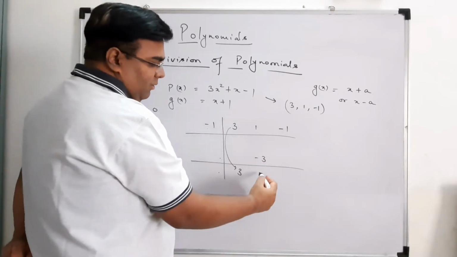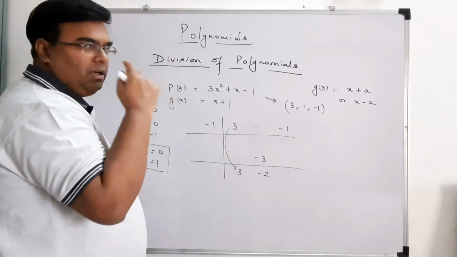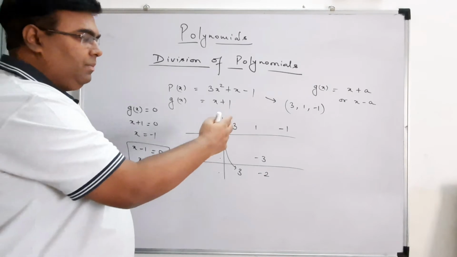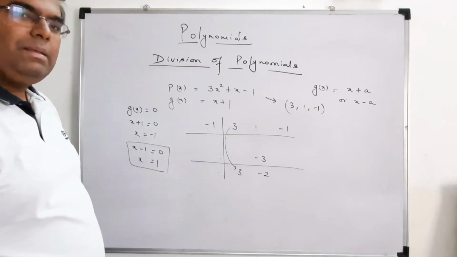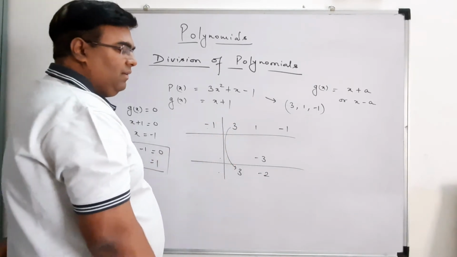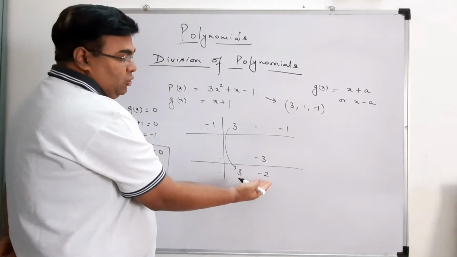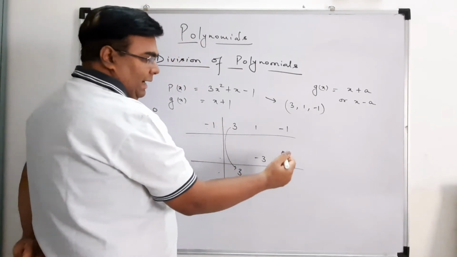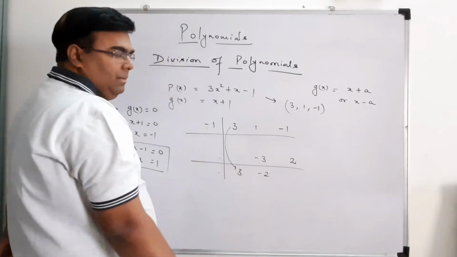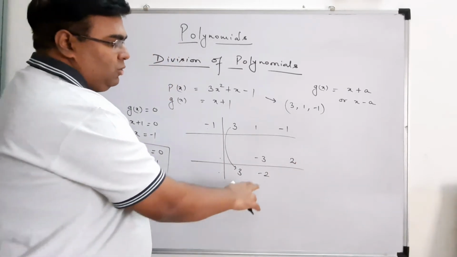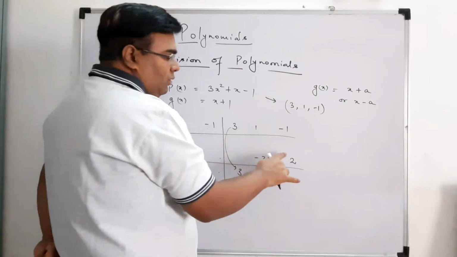1 minus 3 will be minus 2. Since we are adding a positive and a negative number, it will be a subtraction. So 1 minus 3 will give you minus 2. Next, now multiply minus 2 by minus 1 and write it here. It will be plus 2. Minus 2 multiplied by minus 1 will give you plus 2.